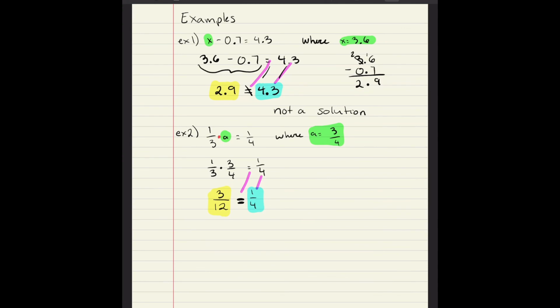Maybe. Don't jump straight to no, because we are dealing with fractions. So is this in its simplest form? No. So we can simplify 3/12, because 3 can go into 12. Divide by 3, divide by 3, gives us 1/4. So now we're looking at 1/4. Is that equal to 1/4? Yes, so it is a solution.